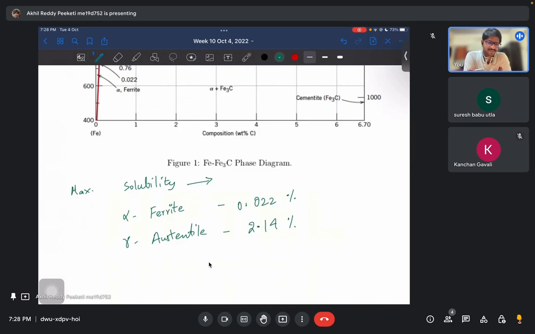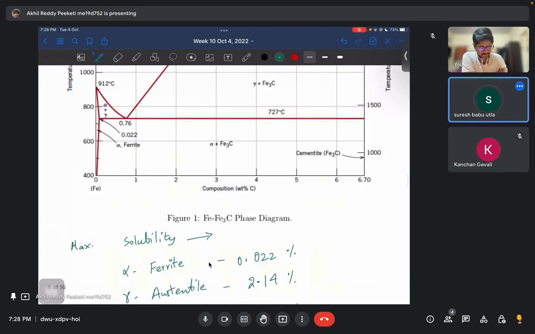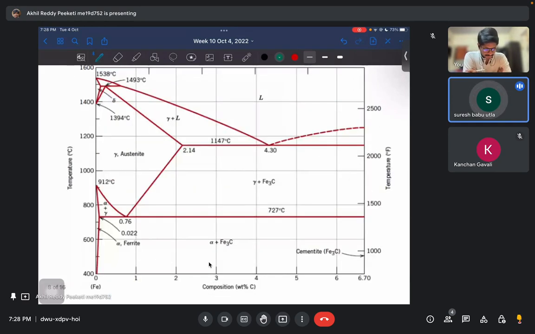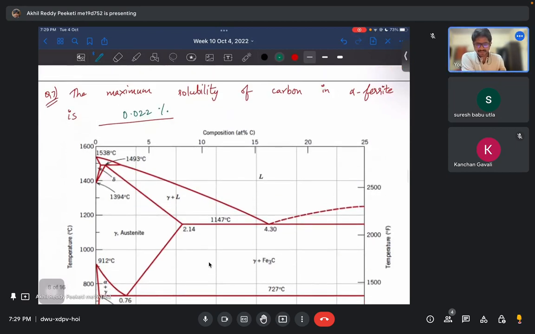Cementite is also 6.7 only. That is the correct answer. No, that depends on the question, right? If they mention which phase it is, then based on that you can choose.